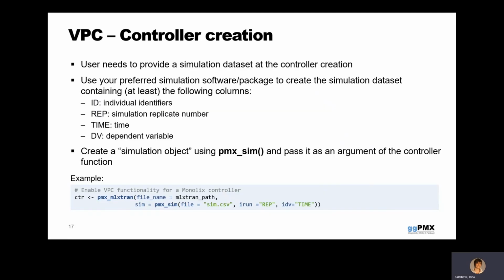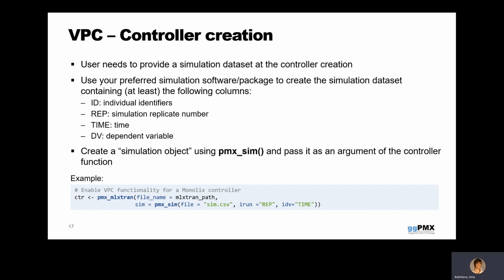Now, we would like to give you some information on the VPC functionality. To enable it, you need to provide a simulation dataset when you create the controller. You can use your preferred simulation software to create this dataset and save it in a file. The dataset should contain at least the 4 columns listed here.